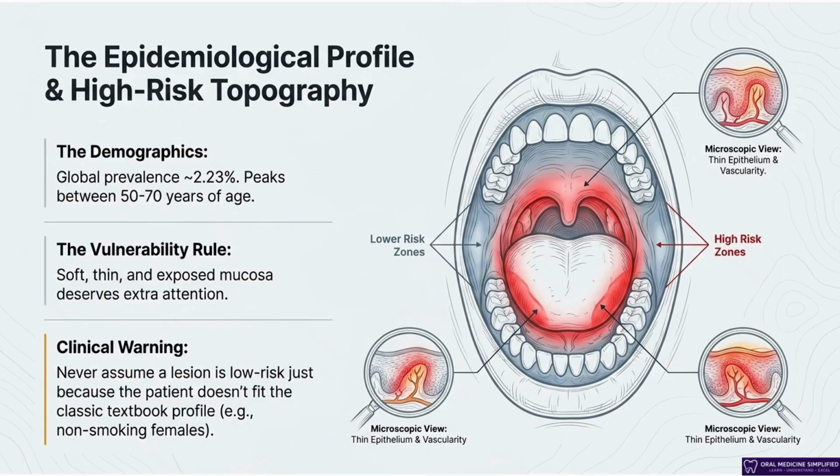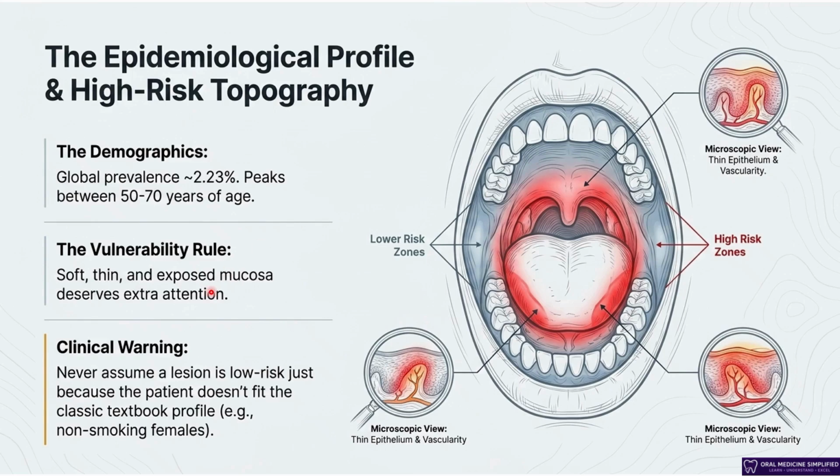Now we move from diagnosis to risk. Oral leukoplakia is seen globally and it is more common after middle age, especially after the age of 50. But we should never assume that a lesion is low risk simply because the patient does not fit the classic demographic profile. Risk is not determined by age alone.